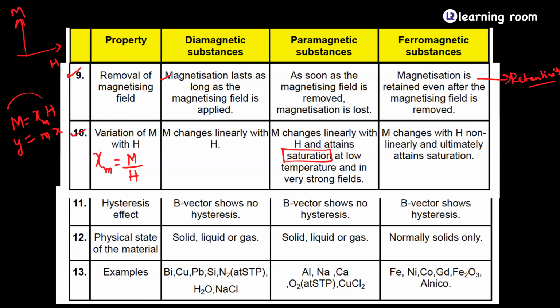Whereas a ferromagnetic substance, which is expected to behave the same as a paramagnetic, see what will happen. For a ferromagnetic substance, M will change with respect to H non-linearly, and this will also attain saturation. I'll explain the meaning of linear and non-linear. Listen to this carefully.